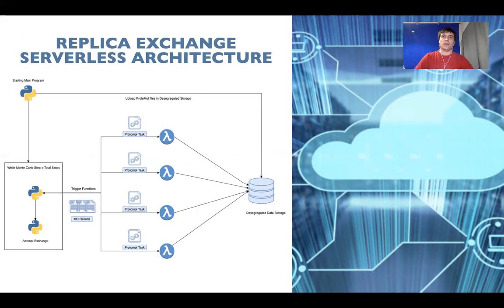In this architecture, only one VM is needed to implement the main program responsible for running the Monte Carlo simulation. Additionally, another VM may be required depending on the storage selected. Thus, for each replica in each Monte Carlo step, a new serverless function will be launched to execute it. Specifically, in our architecture, all replicas belonging to each Monte Carlo step will be launched in parallel.